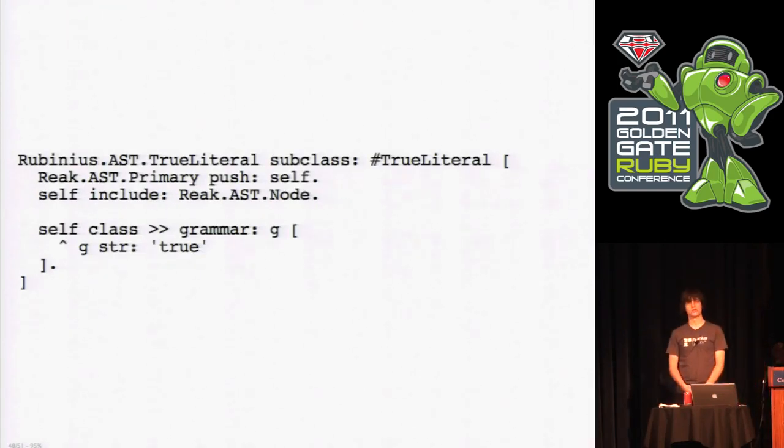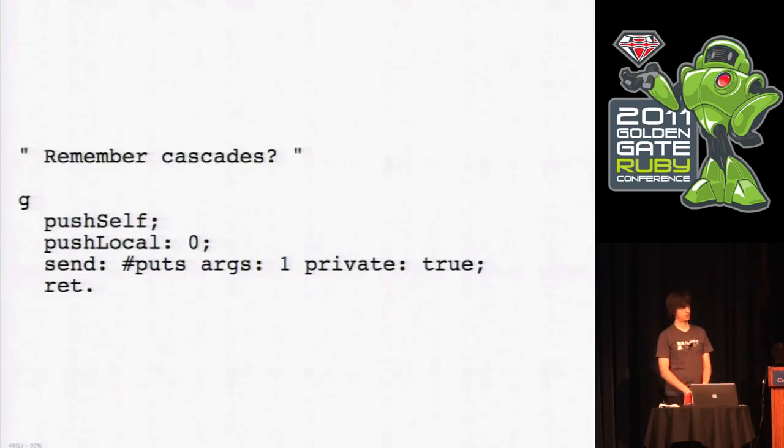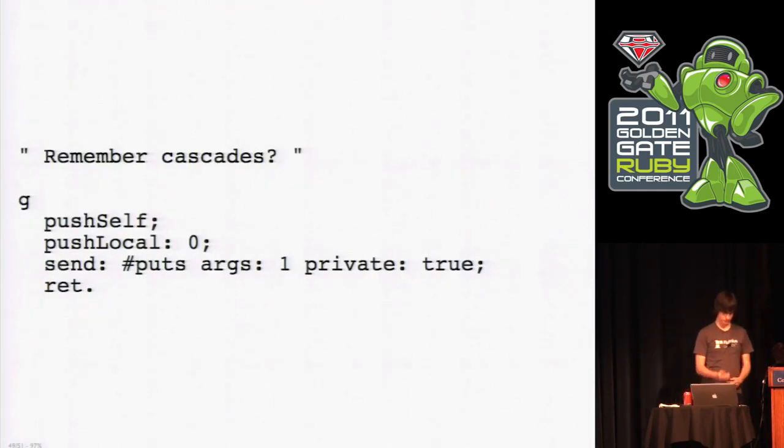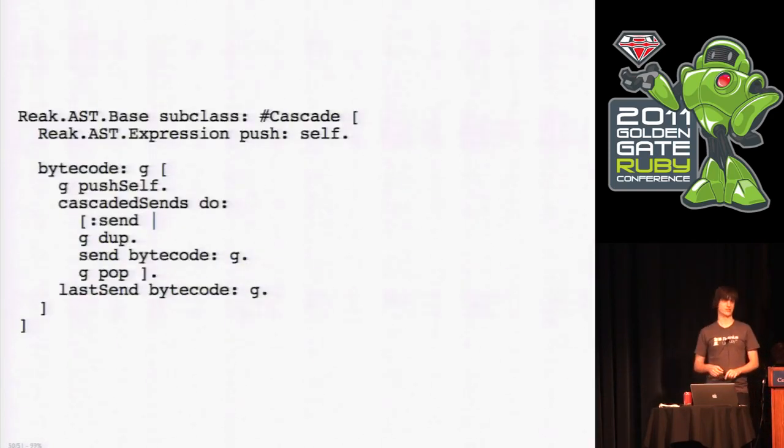Now, remember cascades? Well, here's some demo on how to implement cascades, because since there are no cascades in Ruby, we actually have to generate bytecode for them. So since cascades are really not necessary to implement anything, because you could use a local variable, we can define it completely in Smalltalk.